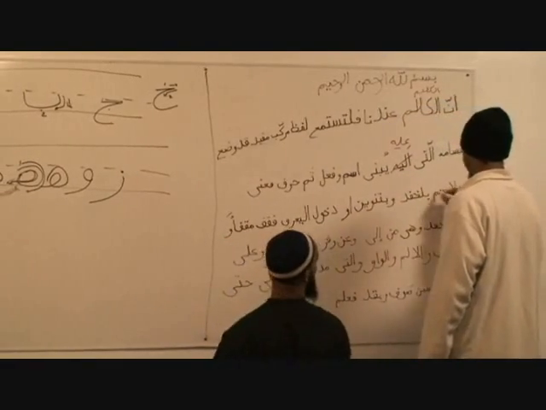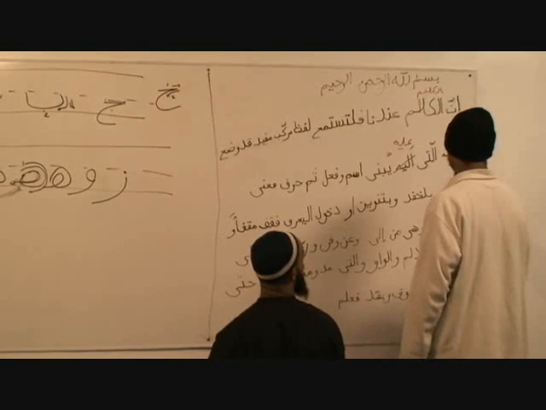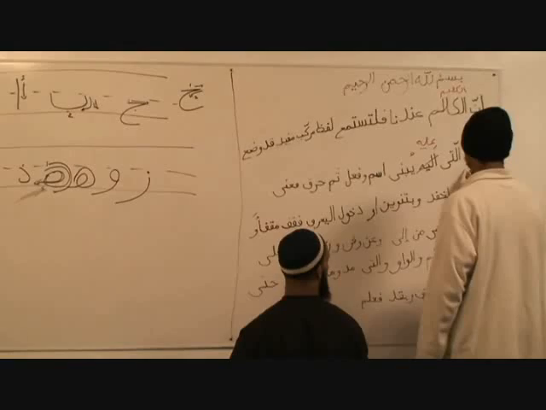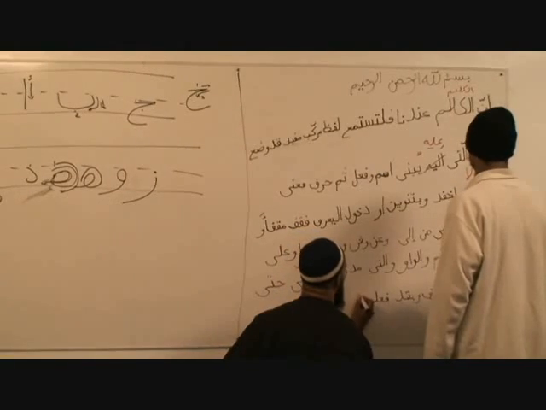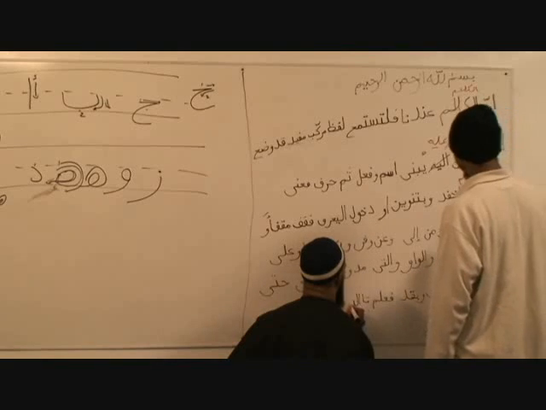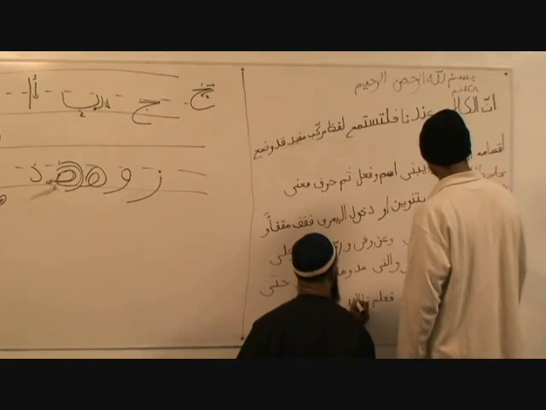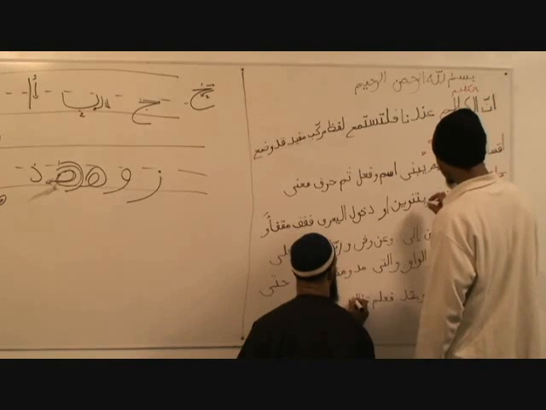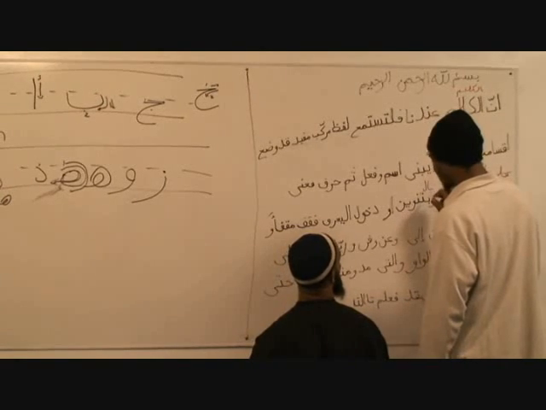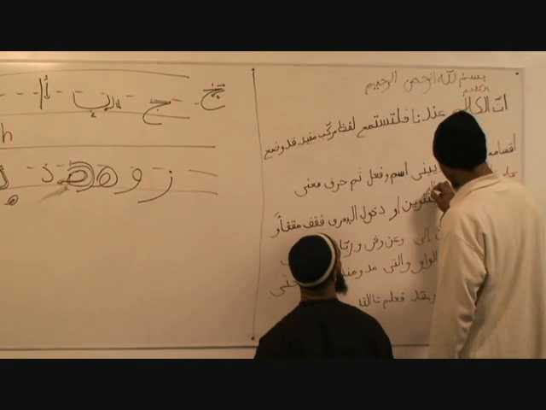This has to connect. Fal-ism. Bil-khafd is dad. And bit-tanween, the ba is like this. Okay, then it's the tanween.